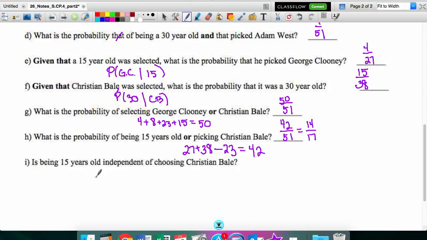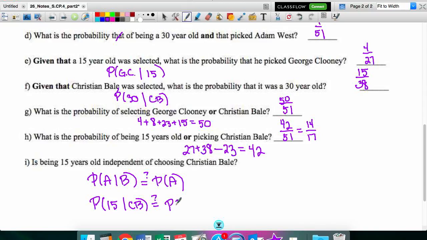So we can either pick the intersection equation, the probability of A and B is equal to the probability of A times probability of B, or we can pick the conditional probability. The probability of A given B is equal to the probability of A. I personally think that the conditional probability is easier, so I'm going to use that one. So I'm going to show that this is or isn't true. So for 15 years old and Christian Bale, those are my events. So essentially I'm looking at the probability of a 15-year-old given Christian Bale. Is this the same as the probability of event A, in this case, a 15-year-old?